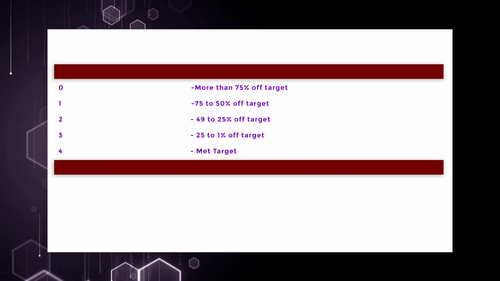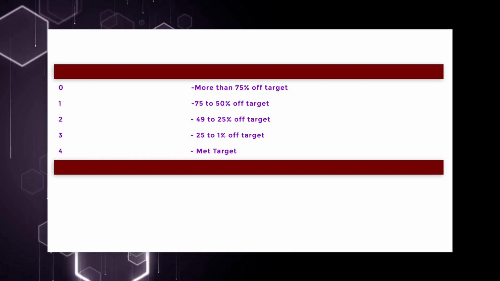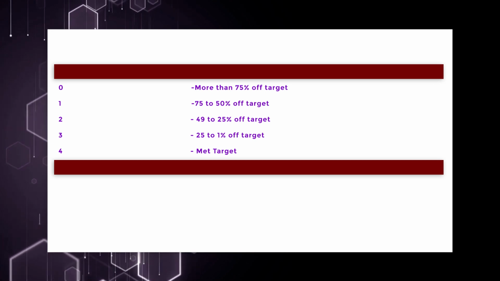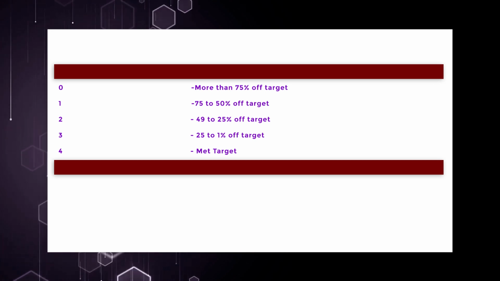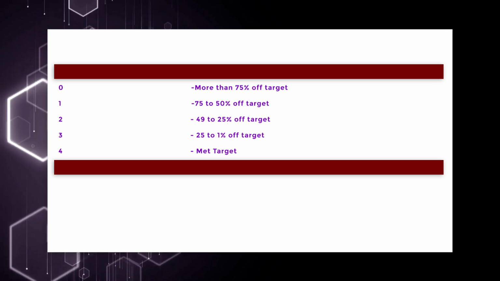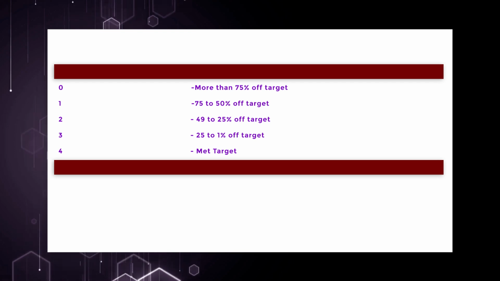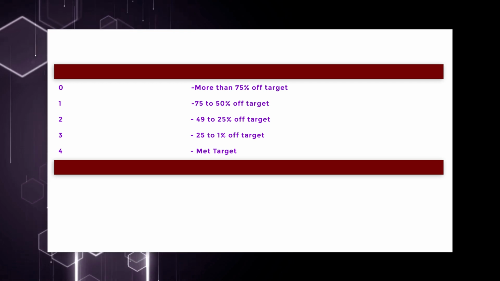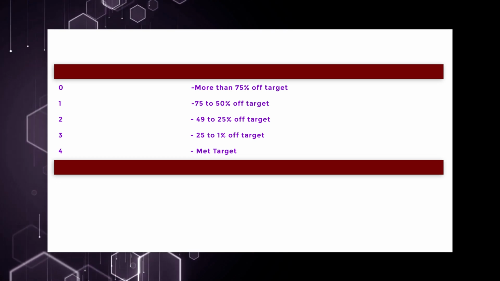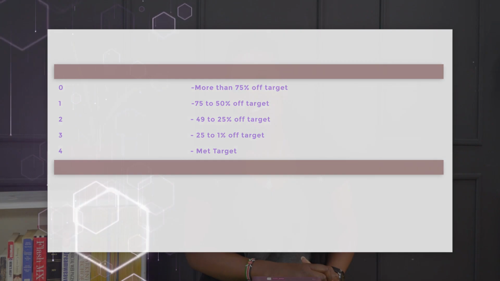Then we have the dimension of how to say that you've performed well or you've not. We have 0, which says that you have more than 75% of the target. Then we give you 1 if you have 75 to 50% of the target. And then 2, when you have 49 to 25 of the target. Then 3, when you have 25 to 1 of the target. And 4, finally, when you've met the target. 4 is the highest. It means that you are doing so well. When you have 0, it means that you are really below the 75% mark.